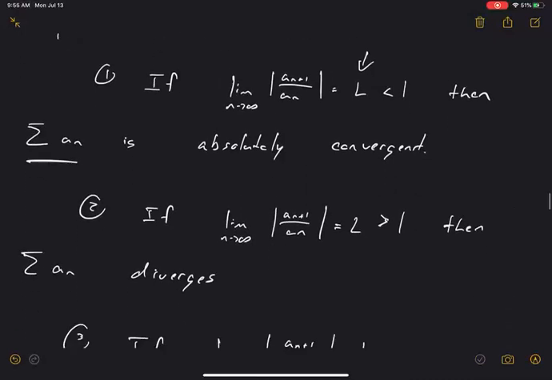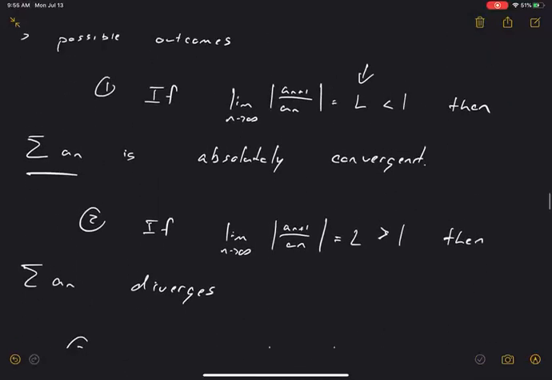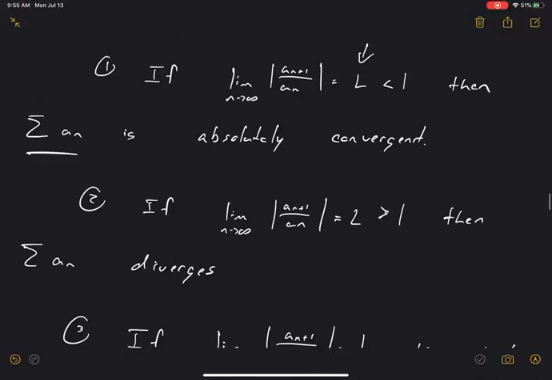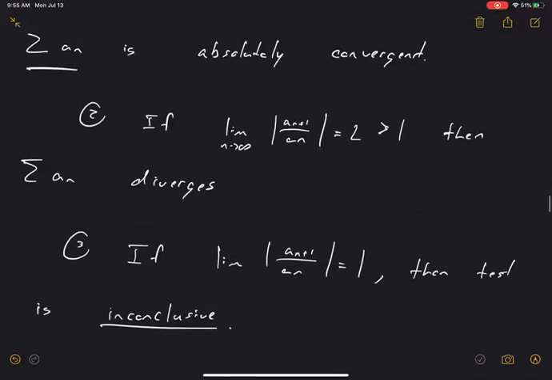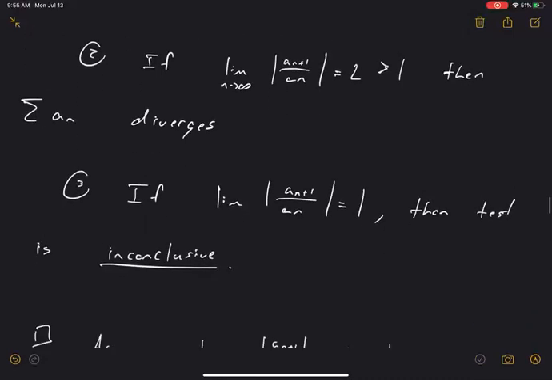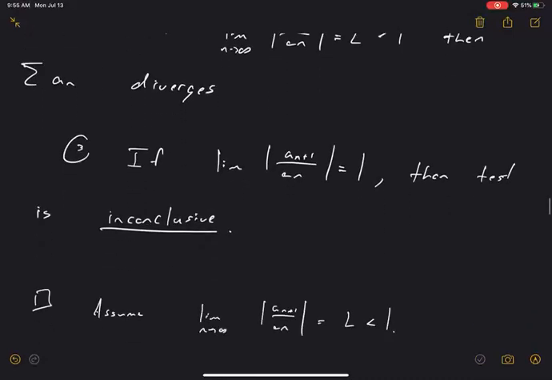All right, we do our ratio test, which I've shown you guys how to do now. If the limit's less than 1, the series is absolutely convergent. If the limit's greater than 1, the series is divergent. If the limit's equal to 1, the test is inconclusive. If the limit's equal to 1, we have to dig deeper. We've got to do some other tests to figure out what's going on. It could be anything.